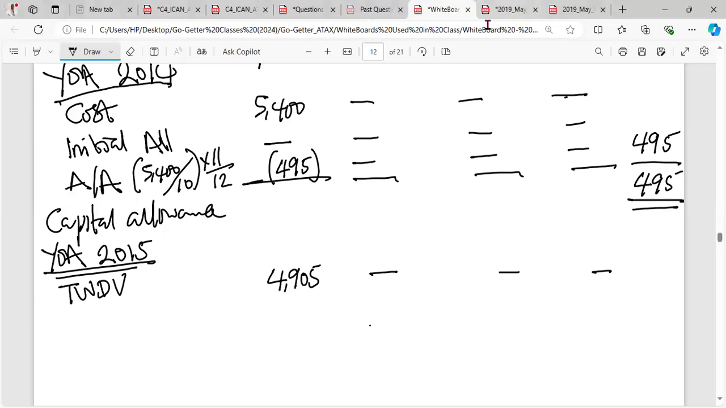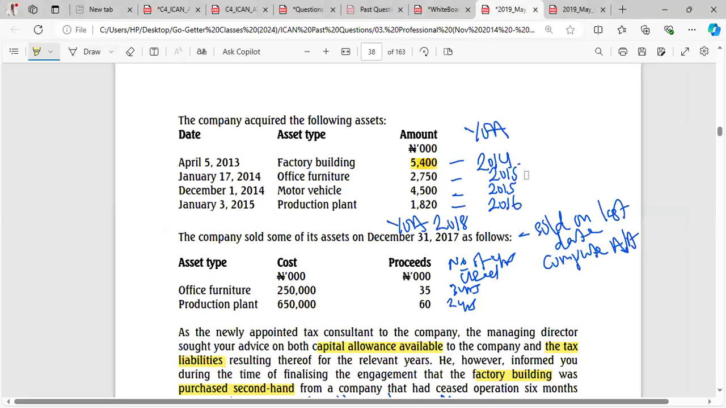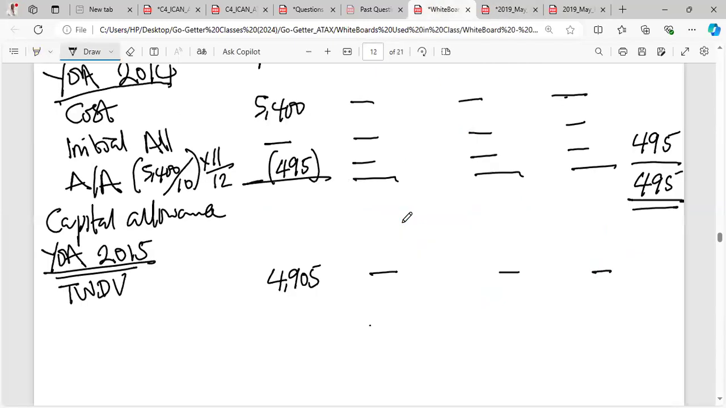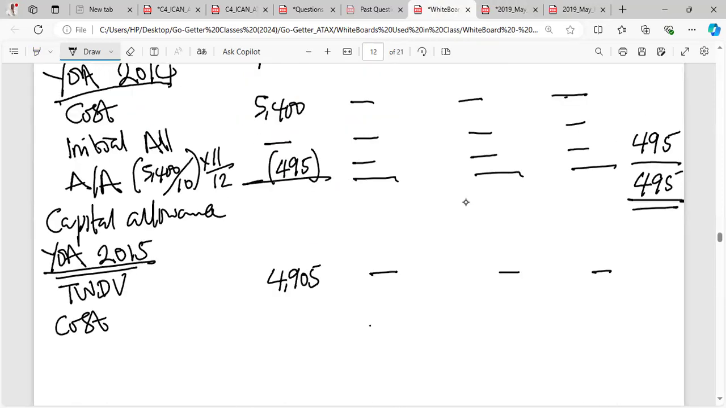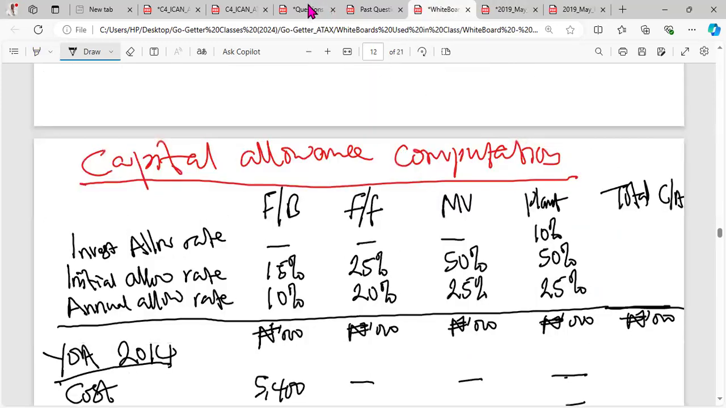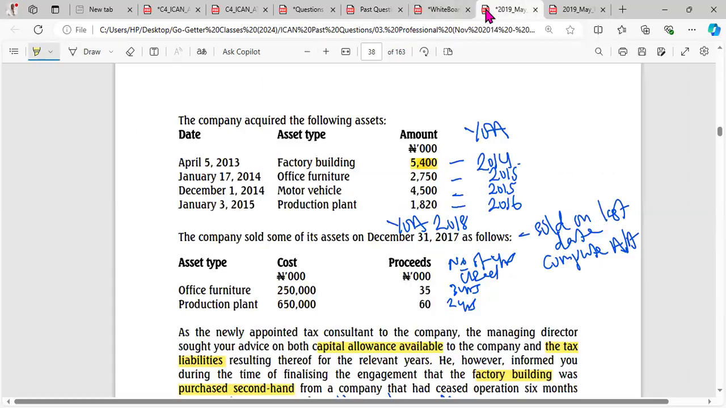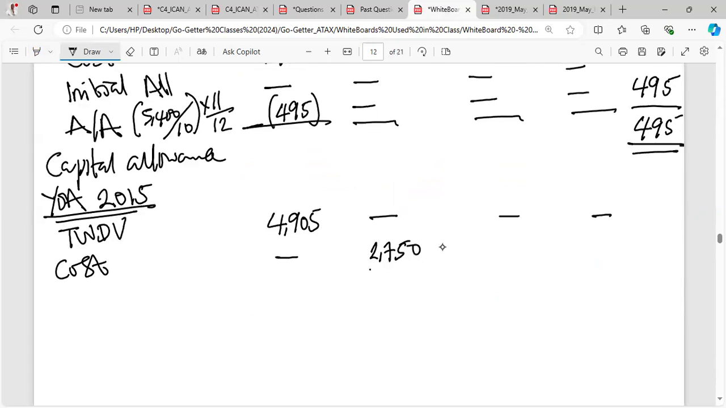In that year, was there any purchase in 2015? Yes, there were two purchases. Office furniture and motor vehicle. Office furniture, 2750. So I will say cost. Furniture is the first, 2750. So of course there's no cost here. Motor vehicle, we've done this. Motor vehicle is 4500. So we'll do that now. 4500.